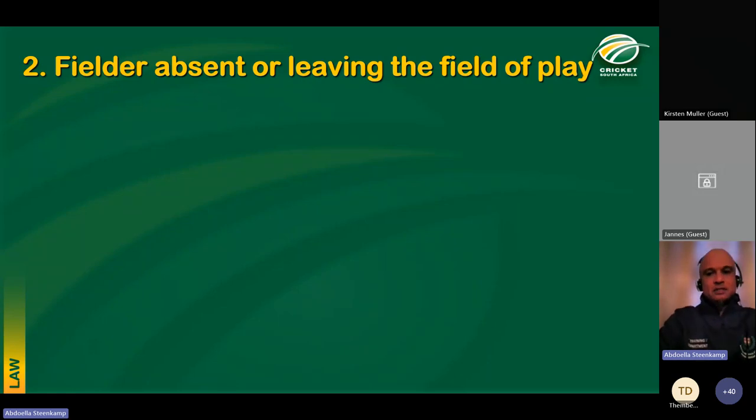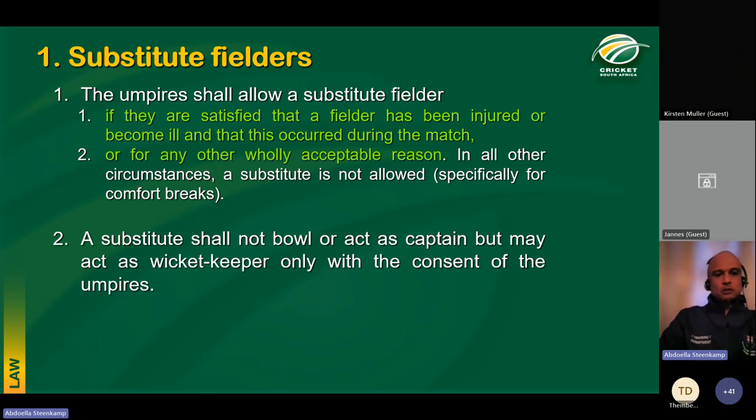So what happens if a fielder is absent or leaving the field of play? How do you deal with it? Before I go into this law, just a quick bit of background. For many years, all the law said to us when it comes to substitute fielders was, if the fielder tells you the fielder is injured or ill, you'll allow a substitute fielder. So players started abusing this law. You'll find the opening bowler bowling a 5-over spell, then going to the umpire saying, umpire, I've injured my hamstring, I need to go off for treatment.